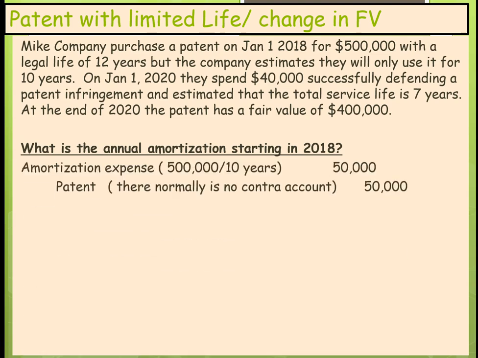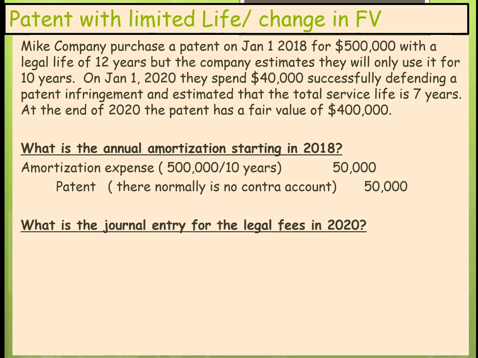Now, first of all, what is the amortization? It's $50,000 a year. What is the journal entry for the legal fees? You would capitalize them to patent. It's any cost that you spend on it outside the company. That's usually the rule.